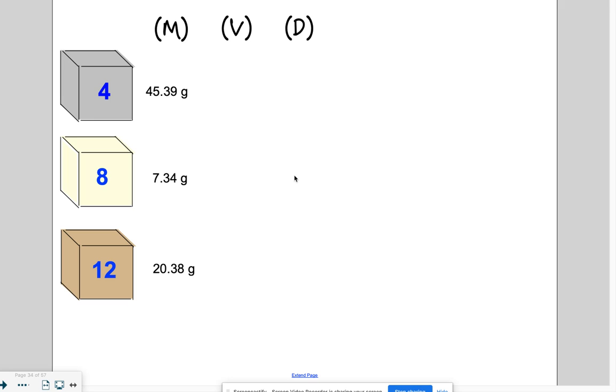And so we do that neatly in a data table, as any good scientist does. It's always good to organize your data and not just throw it on the back of some paper, right? Okay, well, we're halfway there. If we want to calculate the density of these blocks, we need to first figure out their volume, right?